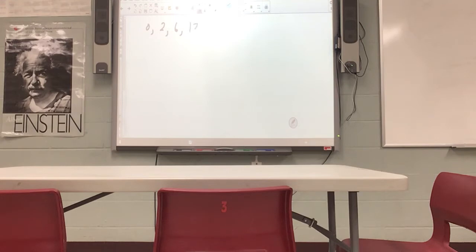Alright, we got 0, 2, 6, and 12, and it asks us to write a rule for that. So we want it to be in terms of n, our number of term. So f of n is gonna equal something. Okay, so our first term is 0. Term number 1 is 0. Term number 2 is 2, so I'm just writing things and trying things. Term number 3 is 6.